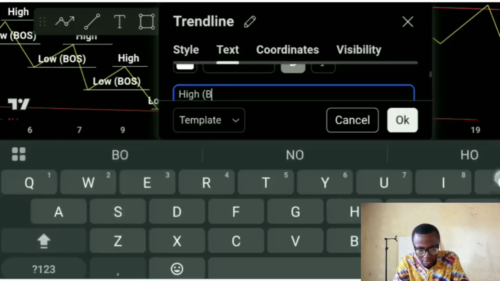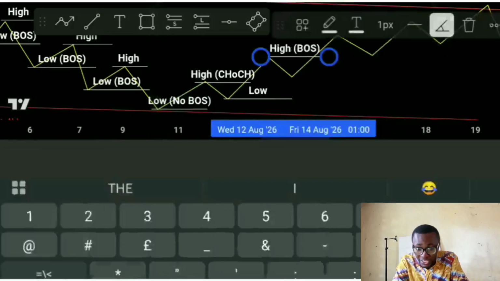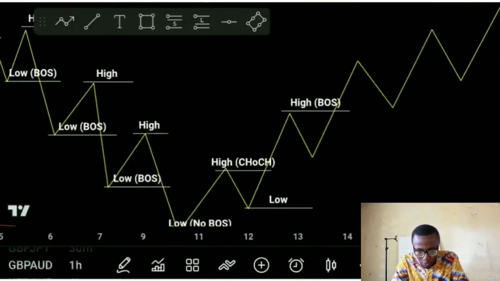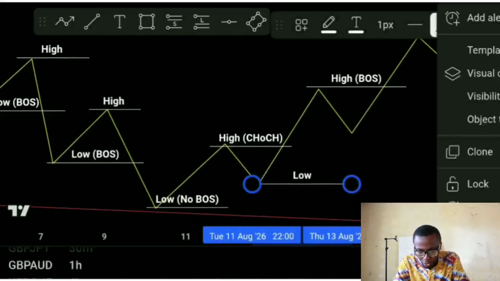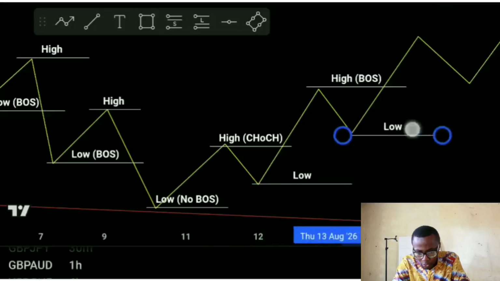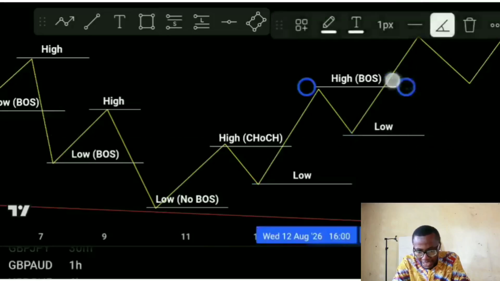BOS. So whenever you see break of structure in a trade, you will understand. That's why you need to watch this video from the beginning to the end. Look at another break of low here. This low, there was no break of structure here. But this high, there is break of structure.